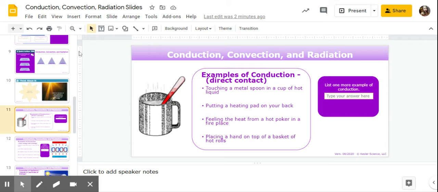This one, examples of conduction, direct contact: touching a metal spoon in a cup of hot liquid, putting a heating pad on your back, feeling the heat from a hot poker in a fireplace. The poker is that long thing.